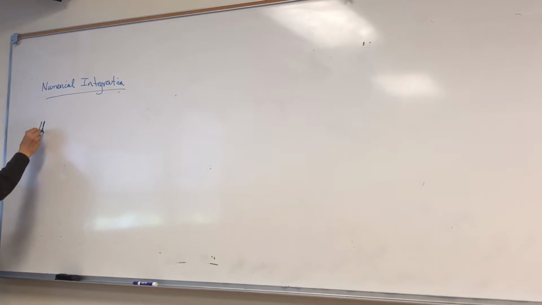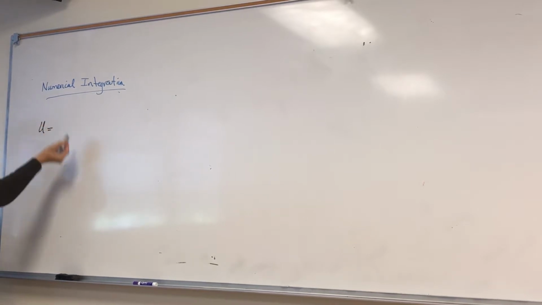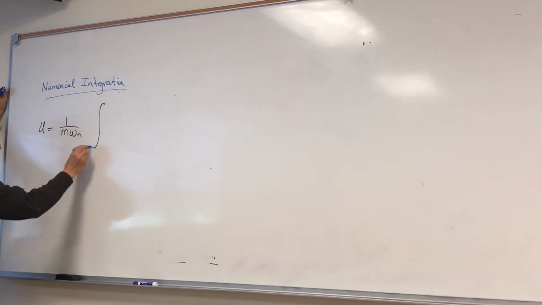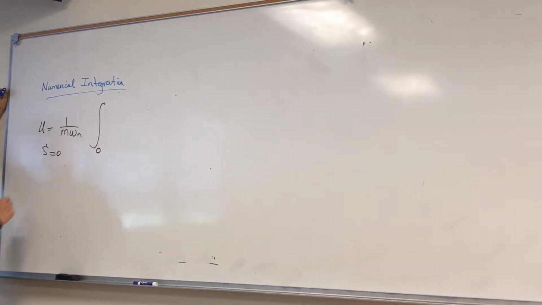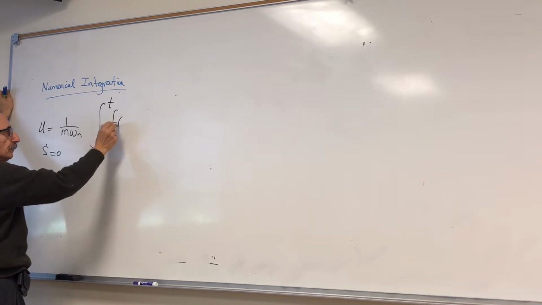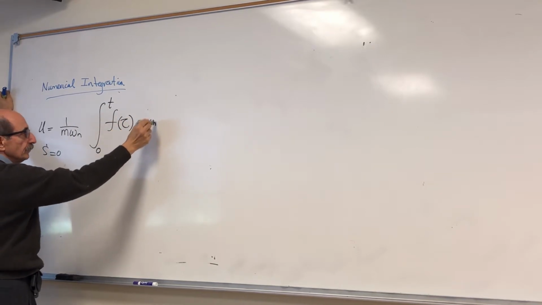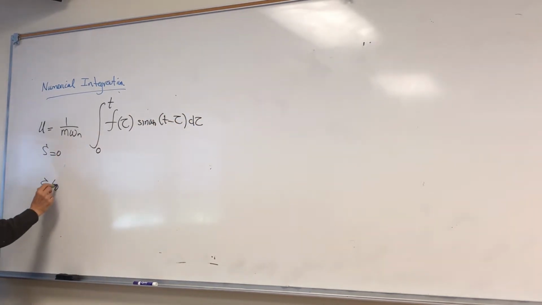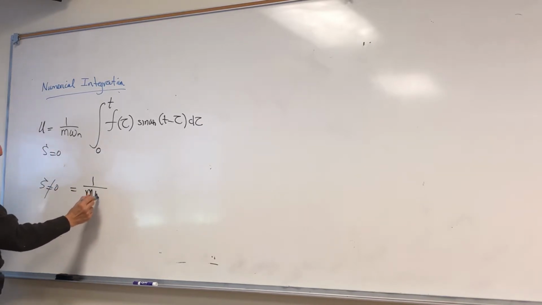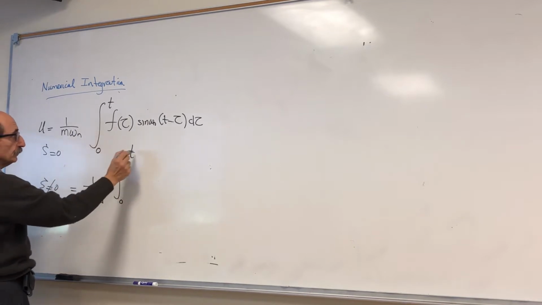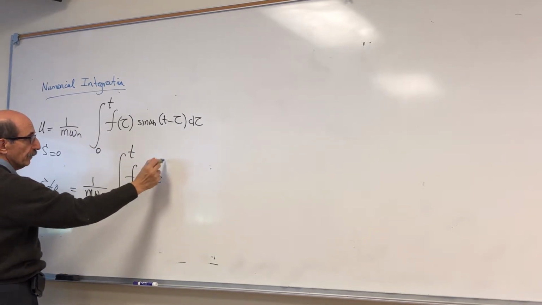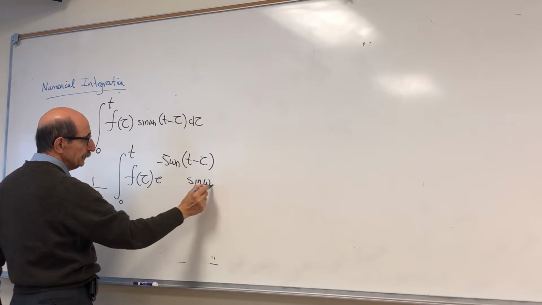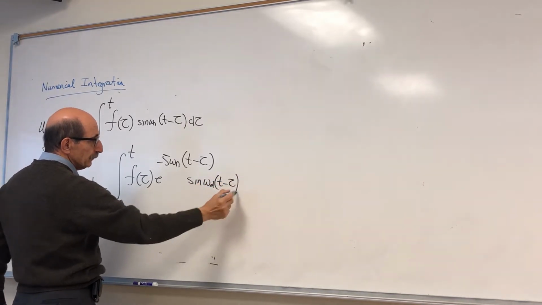Using the Duhamel integral, to find the displacement response, this is the function you have. If you have an undamped system, this is what you need to evaluate. Or if it is a damped system, this would be: 1 over m omega d, integral from 0 to t, f(tau) e to the minus zeta omega (t minus tau) sine omega d (t minus tau) d tau.